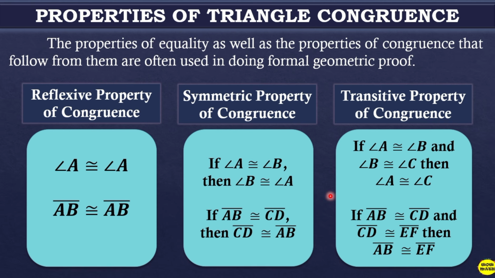Okay, so tingnan nyo yung pattern. Pag reflexive property, isa lang siya. Pag symmetric property, dalawa na po. Kapag transitive property, we have 3 sets. Okay? So, this is the difference between reflexive, symmetric, and transitive property of congruence.